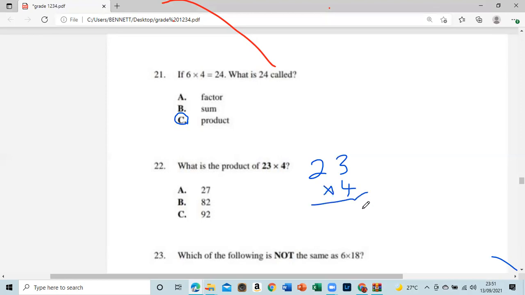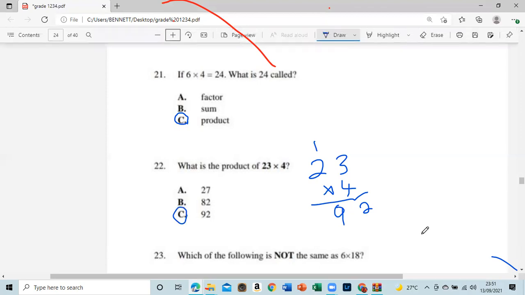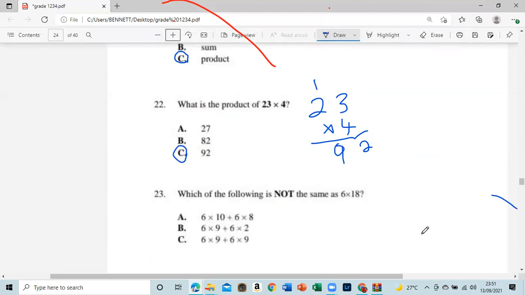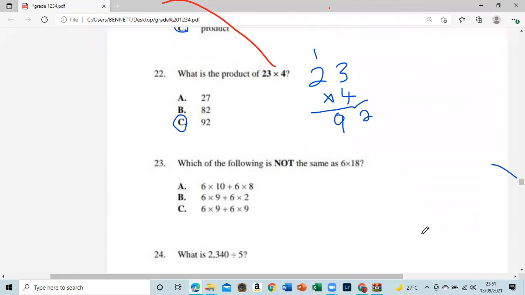4 times 3 is 12, carry 1. 4 times 2 is 8, plus 1, so that's 92. And yes, guys, I do know it out of my head, but I'm doing this for grade 3, so I have to show it. Which of the following is not the same as 6 times 18?